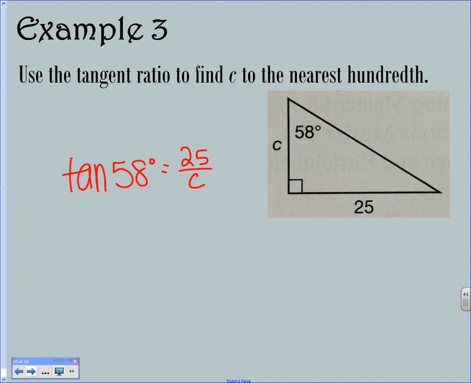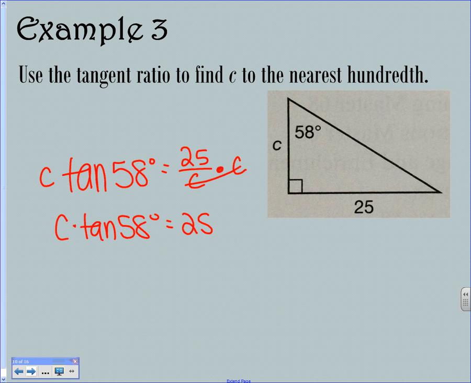That's not our answer. We got to solve for C. So how do we solve for C? Do you remember this from last year? Nope. First, we're going to have to multiply, not by 25, by C. And so that leaves me with C times tangent of 58 equals 25.